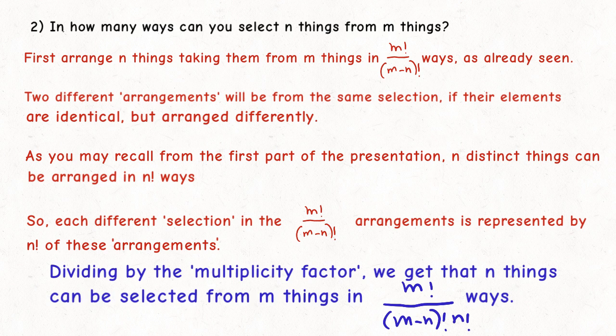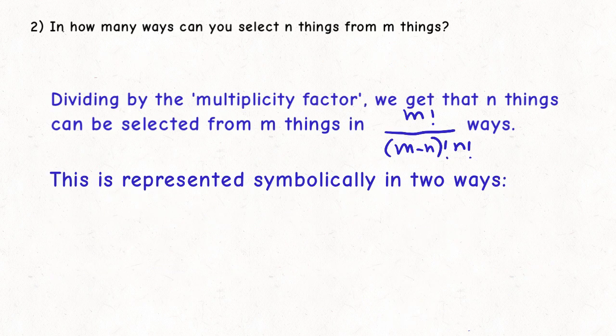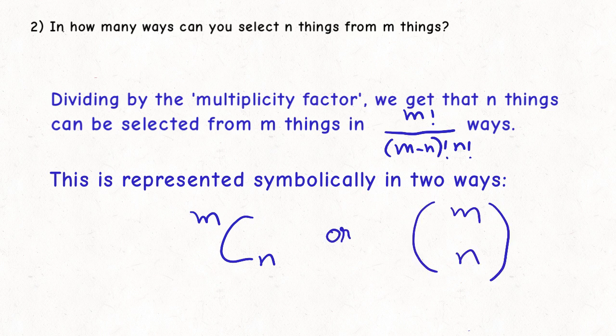So if we just divide by factorial n, we'll get factorial m upon factorial m minus n into n factorial as the number of ways in which n things can be selected from m things. The symbol for this expression is one of these two, both of which you'll find in mathematical texts.